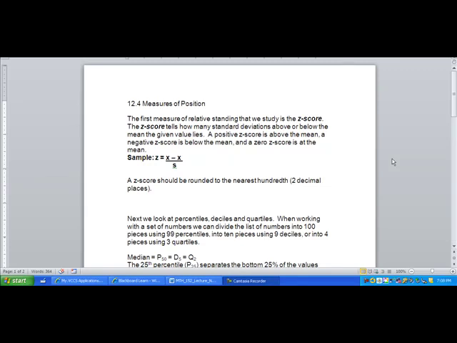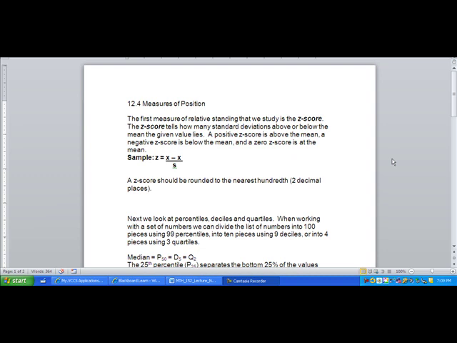Today we're taking a look at section 12.4 on measures of position. So far we've talked about measures of center and measures of variation. This is a third type of measure, and it gives us an idea of the relative position of each value as it relates to the other values in the data set.